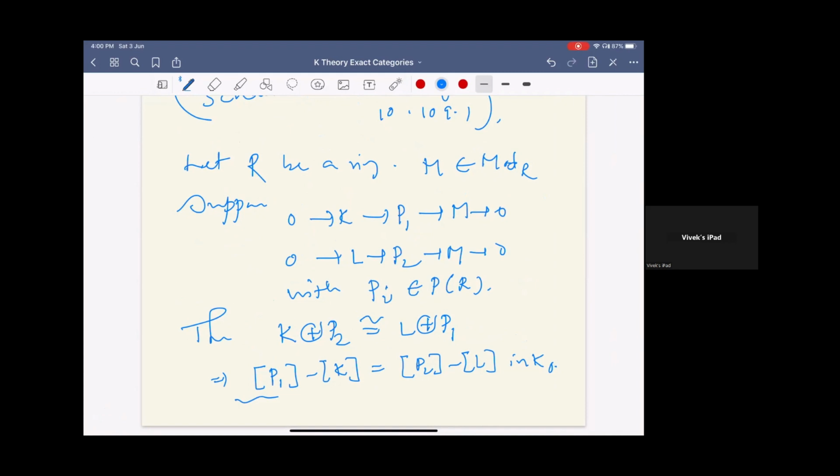Yeah, probably I will stop here today. Maybe next time I will discuss the higher K-theory analog using some recent techniques. Okay.